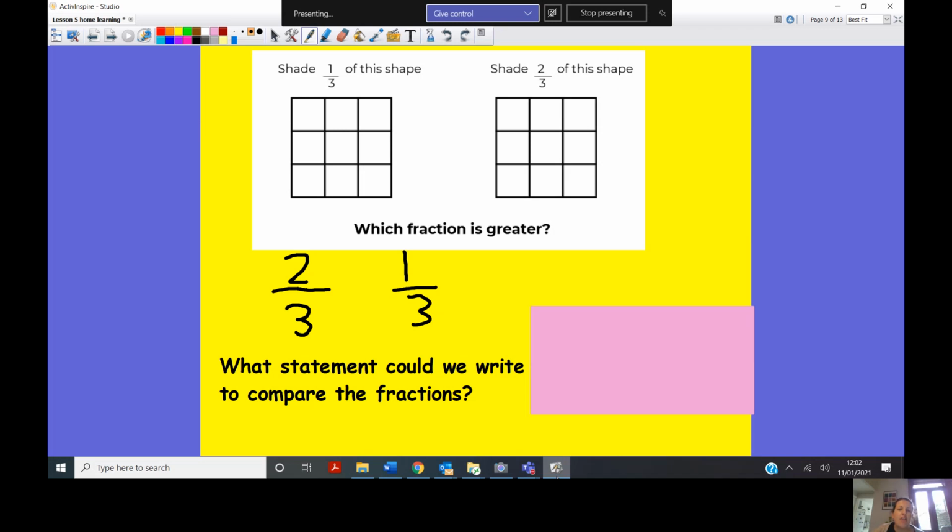I want to shade 1/3 and also 2/3 on another shape. So first of all, I need to work out how much I need to shade. So I know my whole is 9. Remember, to find out the fraction of an amount, we take our whole, which is 9 squares here, and divide it by our denominator. So 9 divided by 3, if I divide 9 into groups of 3, how many do I have in each group? I have 3. So I'm going to shade 3 squares.